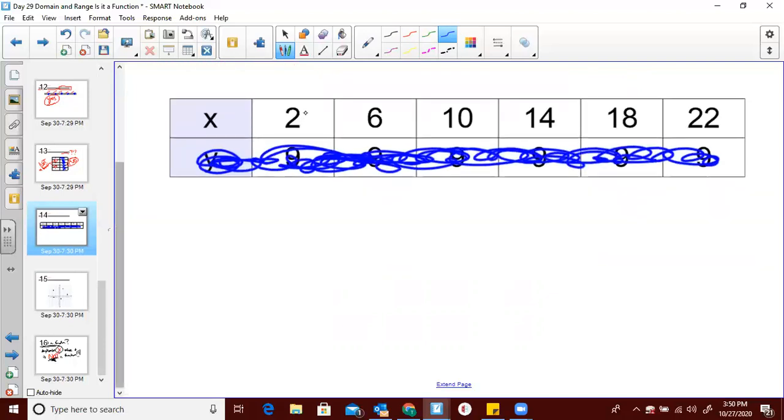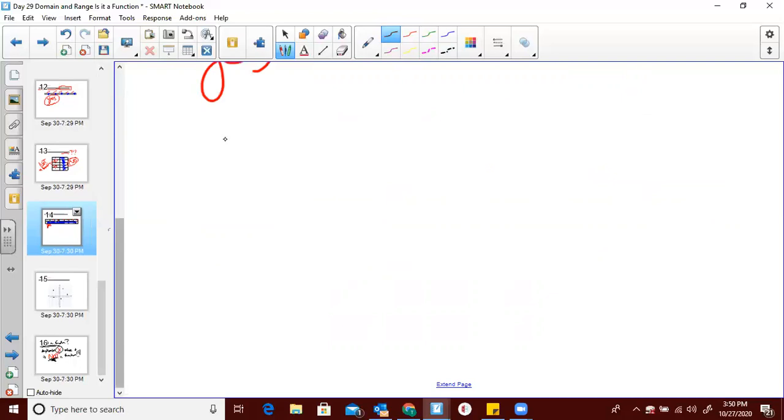So I have a 2. Do I have any other 2s? 6, 10, 14, 18. Nope. Make sure I switch my color up. 6, 10, 14, 18, and 22. This is a function. And let me just quickly graph this for you.